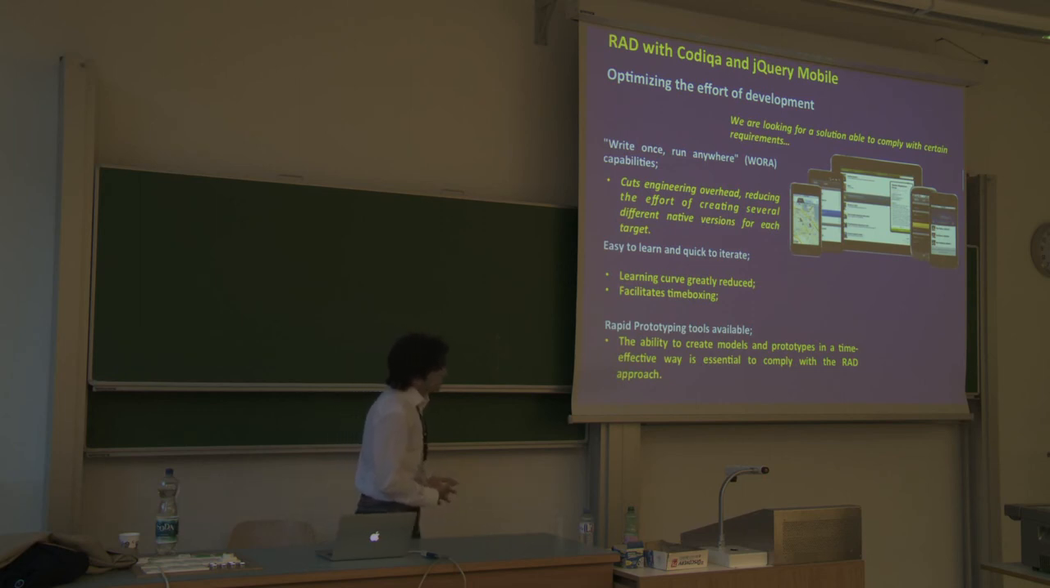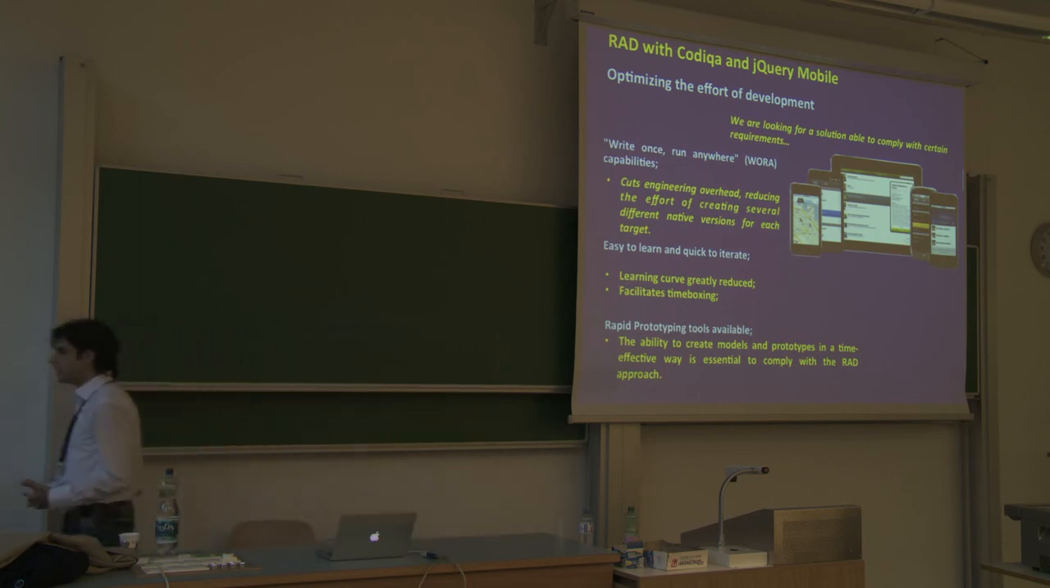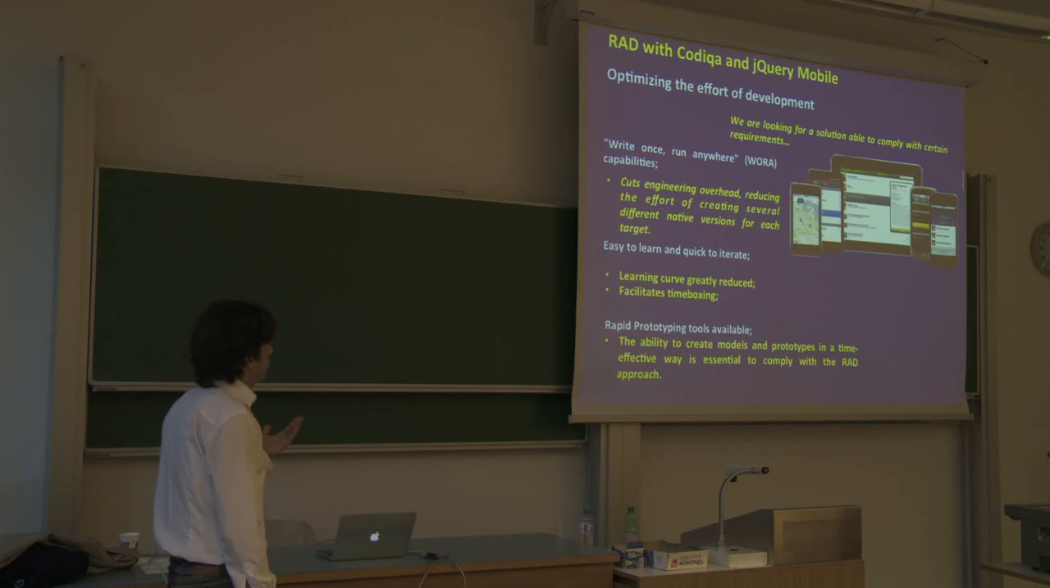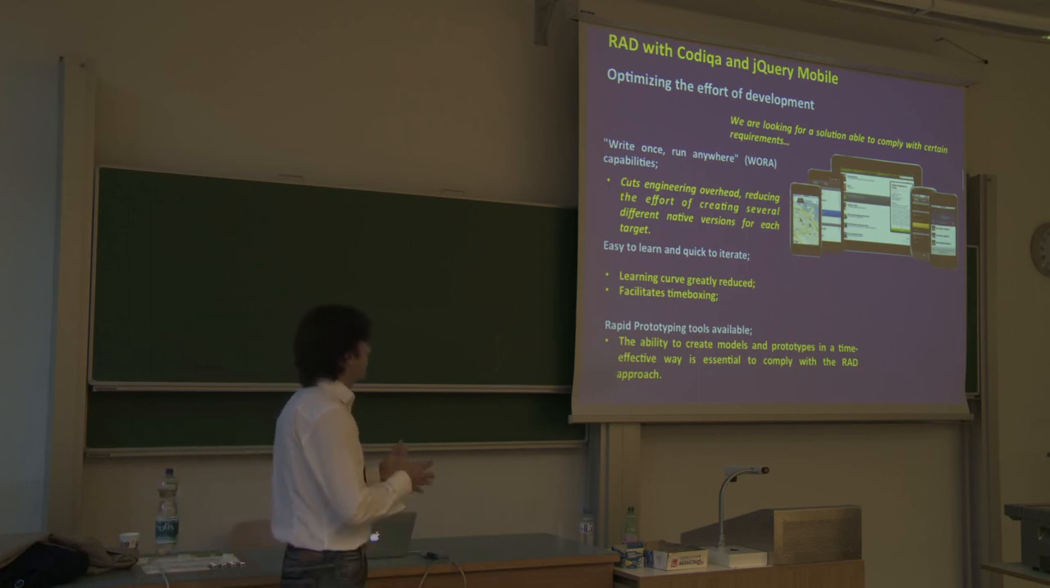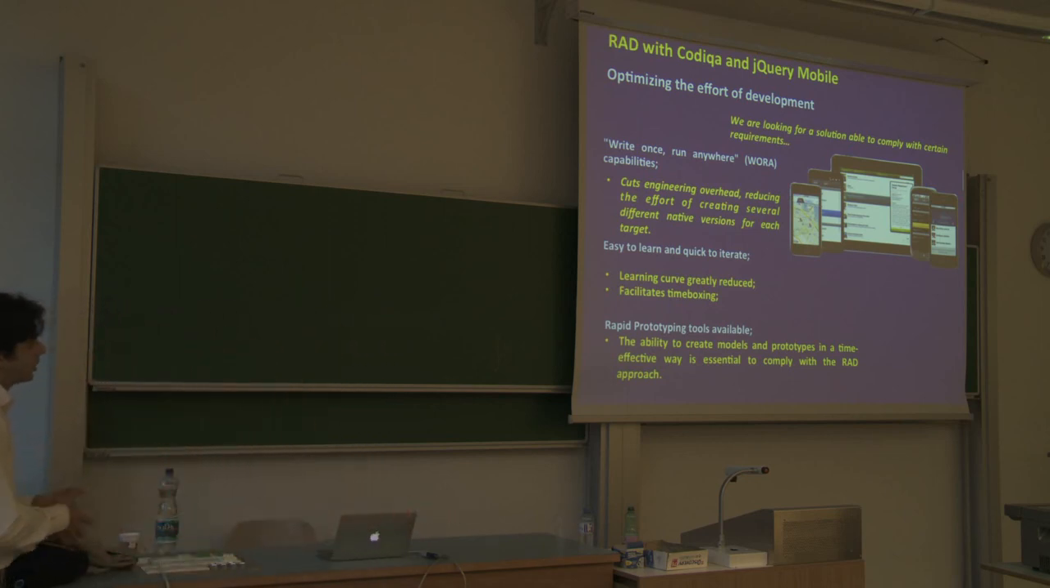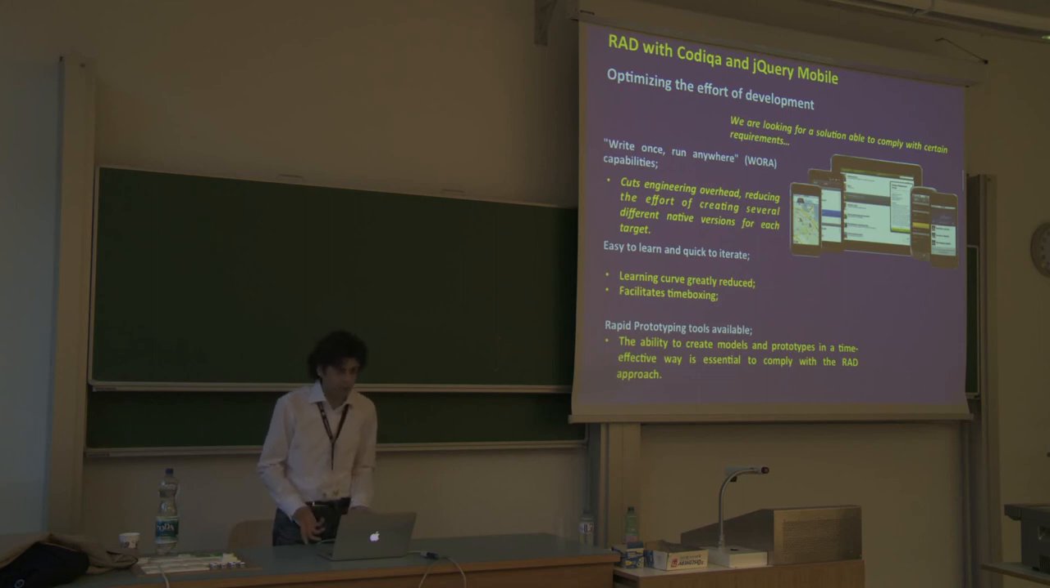So this again explains why these three ideas are important for me. Write once, run anywhere is important because it cuts engineering overhead, reducing the effort of creating several different native versions for each target. Then we need something that is easy to learn and quick to iterate, because we have to reduce the learning curve, and then we have to facilitate time boxing, which is essential when we are approaching the problem from a RAD perspective. And then, well, we cannot really have a RAD approach without prototyping tools. It would make it very cumbersome or uneasy to use.